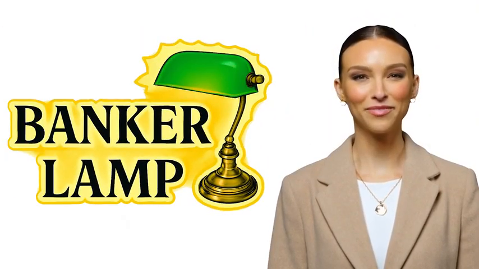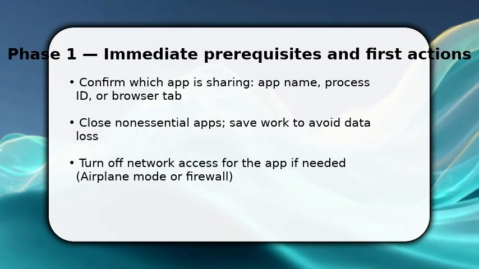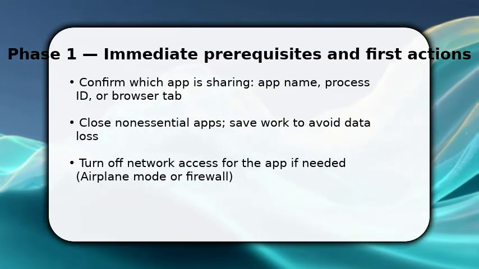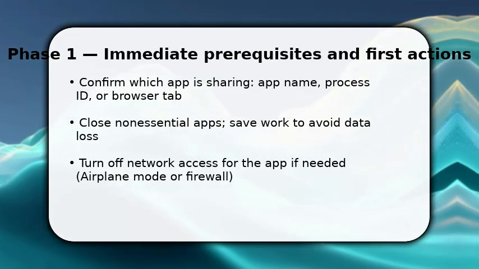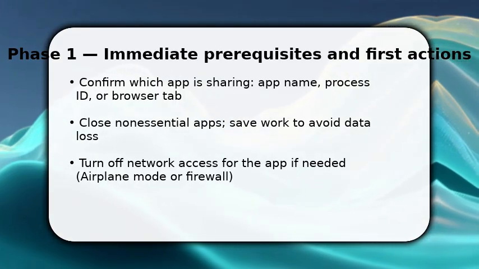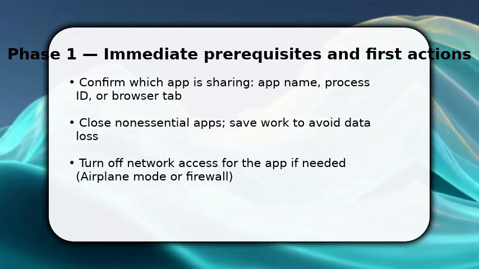Please enjoy the video. You begin by identifying the source. Check the app name, process ID, or the browser tab that's sharing. Once identified, stop new activity. Save documents and close non-essential programs to prevent data loss.